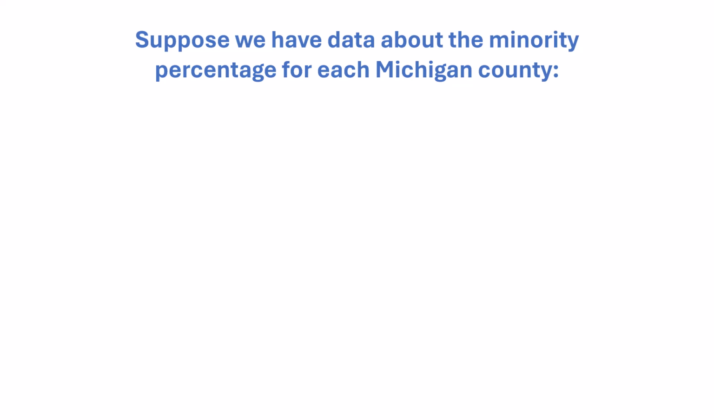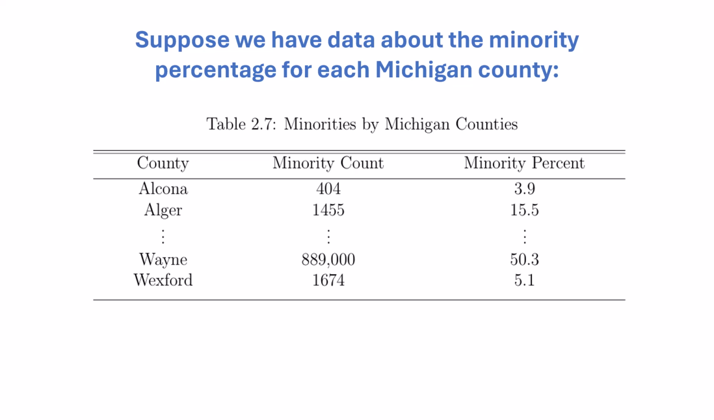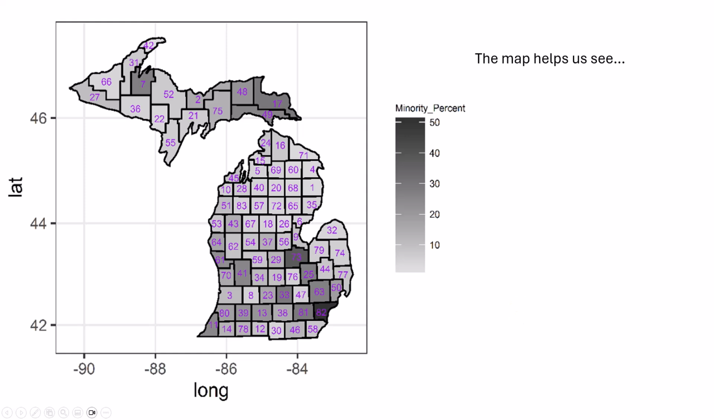Suppose that we have data about the minority percentage for each Michigan county. That data might look something like this. We have each of the counties in Michigan, the number of minorities, and the minority percentage for each county. Now, this information works okay in a table, but it might be better summarized in a map. That map might look something like this.